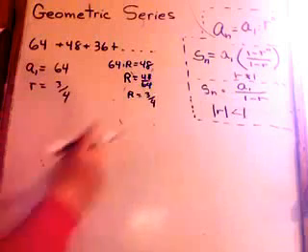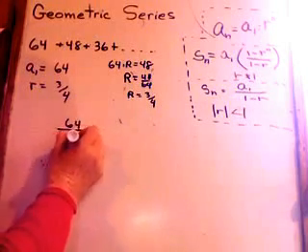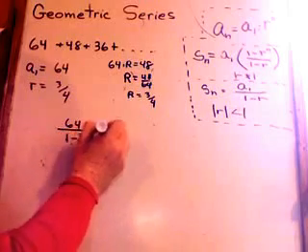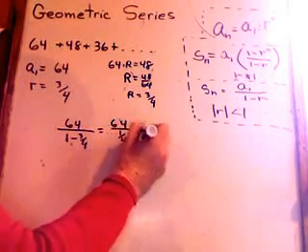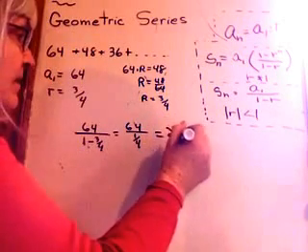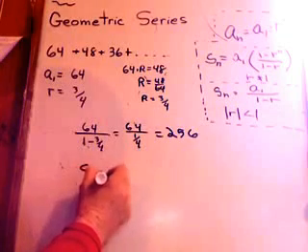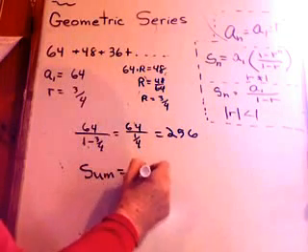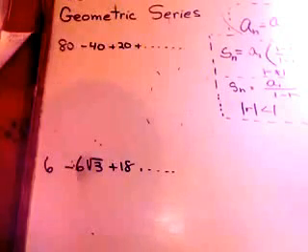Now, let's plug it into the formula. So 64 over 1 minus 3/4. 64 over 1/4, so that's 256. So the sum of that series, all right, is 256. Okay, I got 2 more examples I want to do for you.